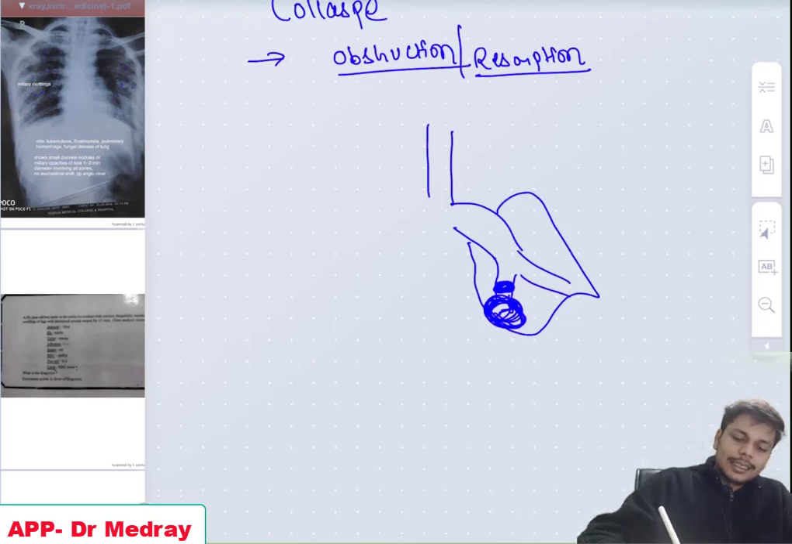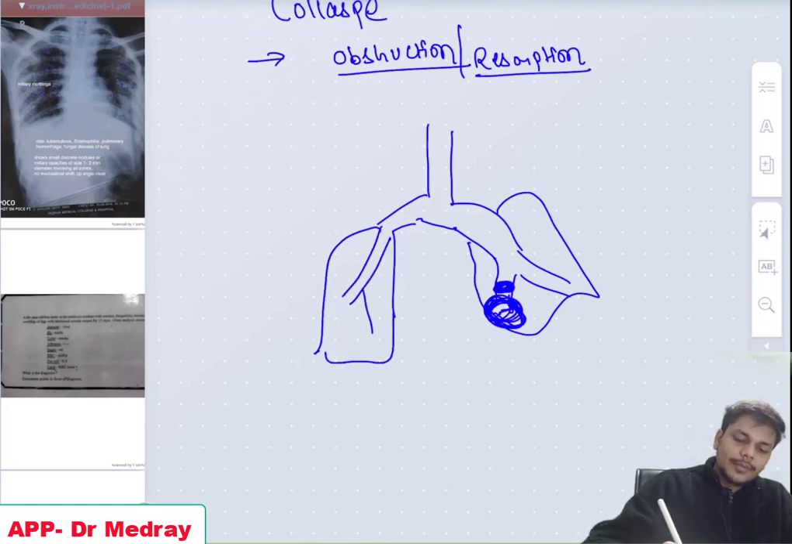Another way the lung can collapse: let's suppose there is a tumor, and that tumor is compressing this bronchus or terminal bronchiole. Again, because of compression the air cannot pass in this area, whatever air is present gets reabsorbed, and the lung will collapse in this area. The second type of collapse is because of compression.